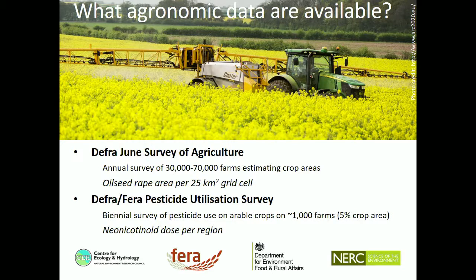The second data set is what's called the Pesticide Utilization Survey. This is a survey that goes out to farmers every 2 years. From this, we were able to get a measure of what proportion of oilseed rape was treated with seed-treated neonics. We interpolate that to get a measure that we can compare with our oilseed rape cover, and then we can estimate oilseed rape and neonics for each year.